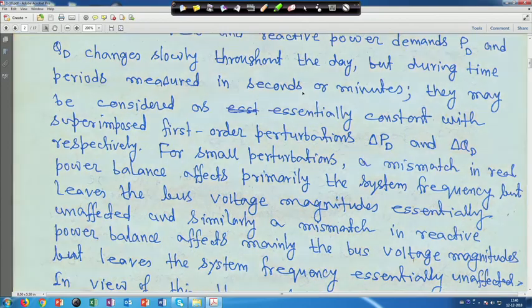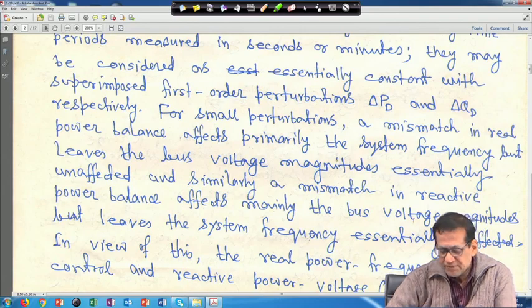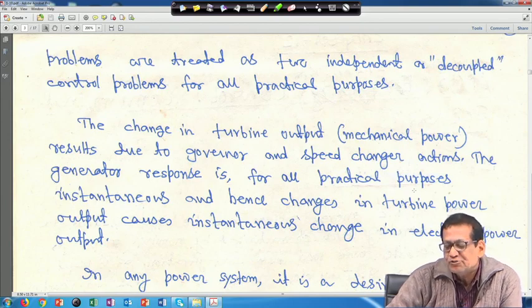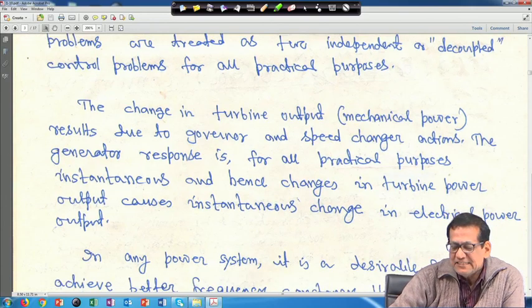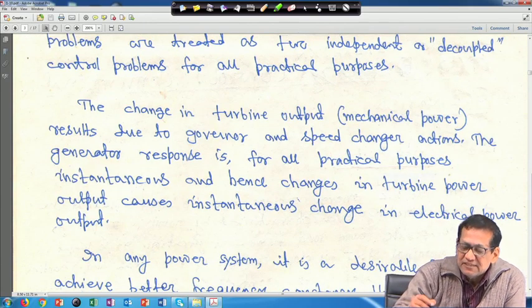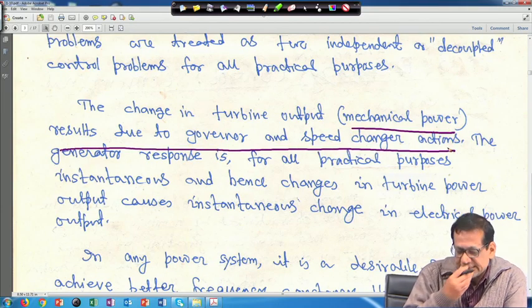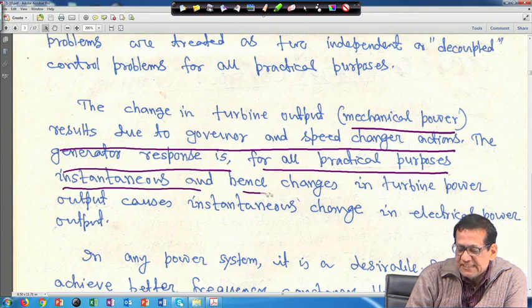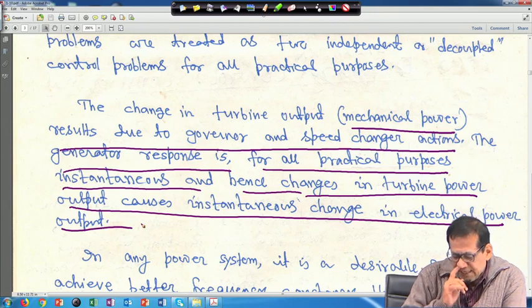So, in view of this, the real power frequency control and reactive power voltage control problems are treated as two independent, decoupled control problems for all practical purposes. The change in turbine power output, that is your mechanical power output, results due to governor and speed changer actions. The generator response is for all practical purposes instantaneous, and hence changes in turbine power output cause instantaneous change in electrical power output. We are considering a lossless turbine.